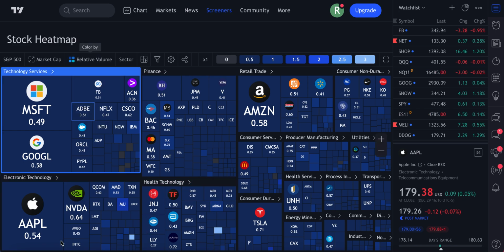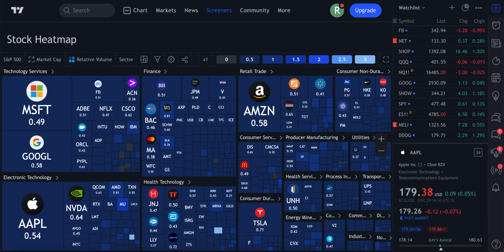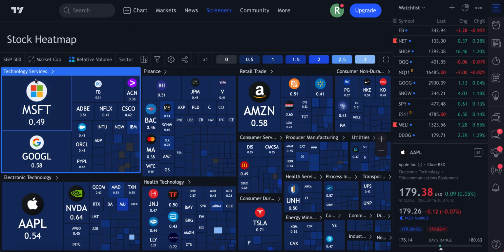When you look at the volume, you can see that today was really a day to not trade, right? Basically Microsoft at 0.49. So price, market cap, relative volume is really low, not even one, right?